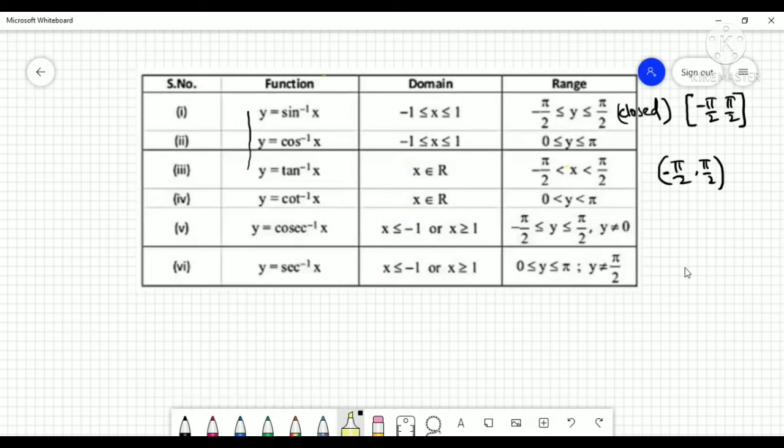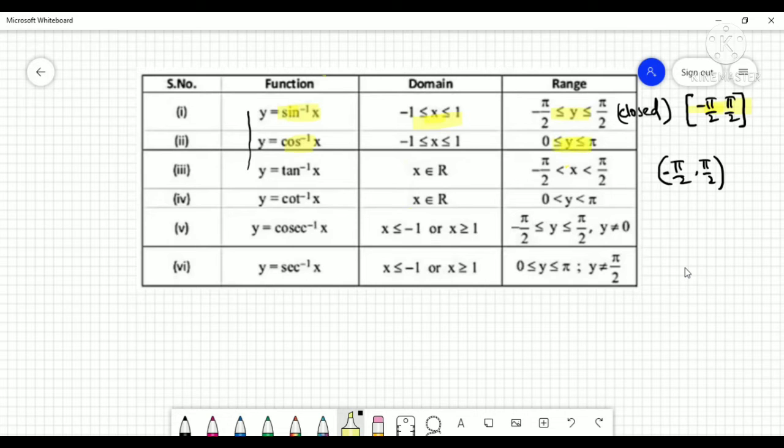Now, the first one is the function sine inverse x. The domain is -1 to 1, closed interval. And the range is -π/2 to π/2, closed interval. Be careful, you can remember this closed interval as including the endpoints. Same for cos inverse x. The domain is the closed interval -1 to 1. The range is 0 to pi. It is also a closed interval.